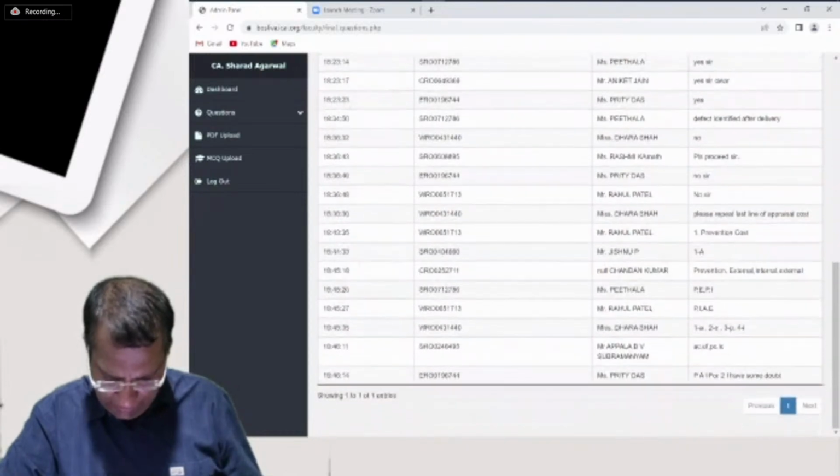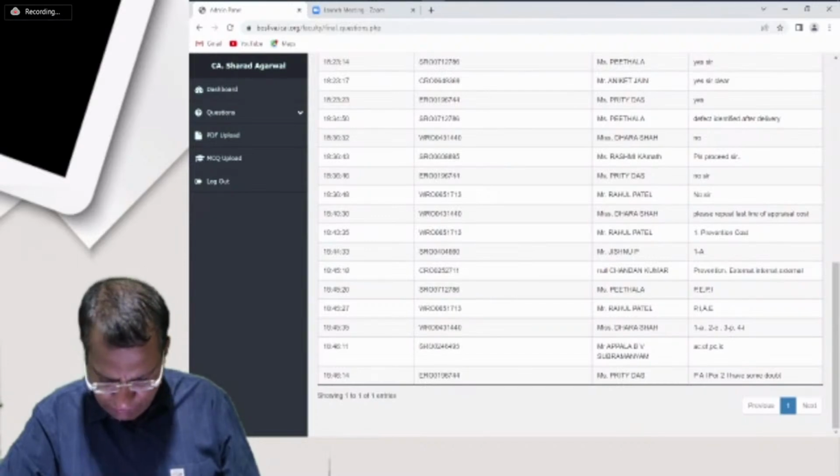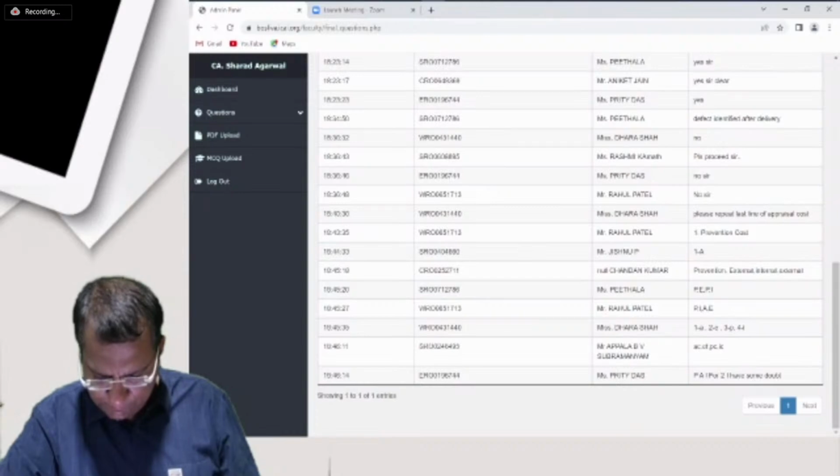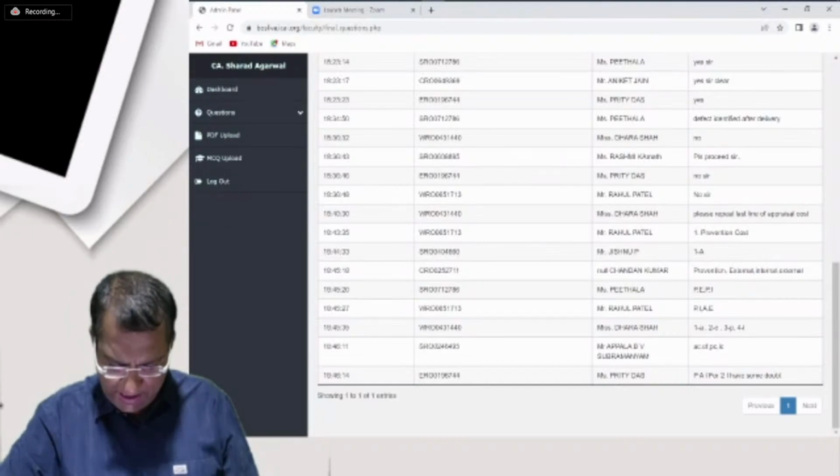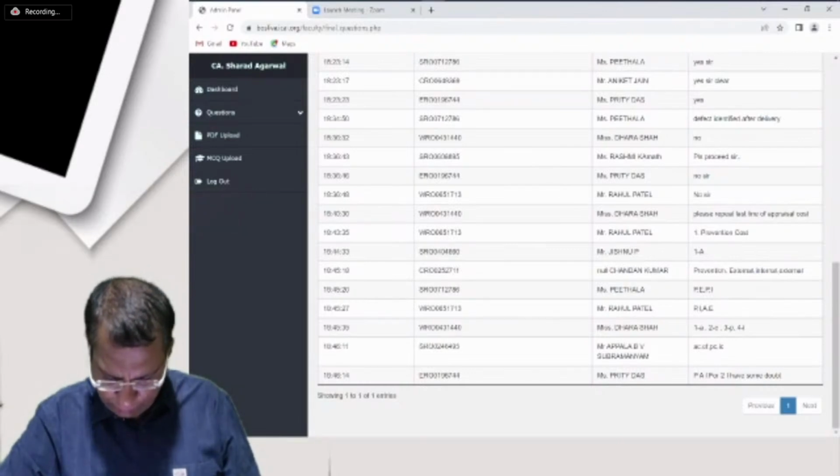Okay, beta, Rahul, hard luck, the answer is not correct. No, beta, Chandan Kumar, the answer is not correct. No, Pitala, the answer is not correct. Okay, Dhara Shah. Okay, Apala. Prevention appraisal. No, Preeti Davpita, the answer is not correct. So two students have given me the right answer, Dhara Shah and Apala Subramaniam.